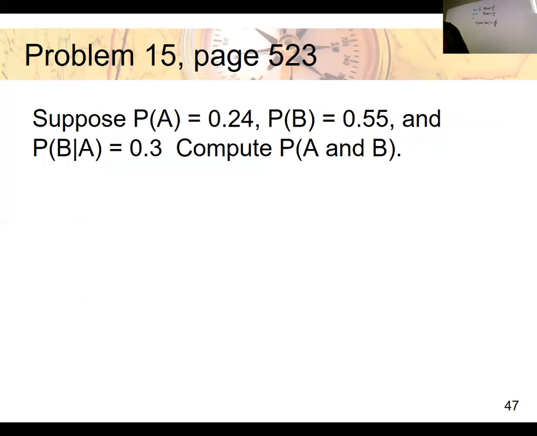Okay, now, let's say, okay, this is problem number 15 here. The probability of event A is 0.24.